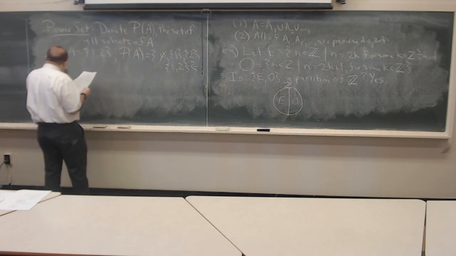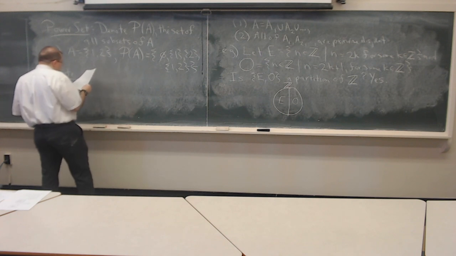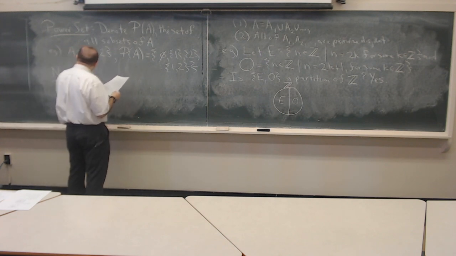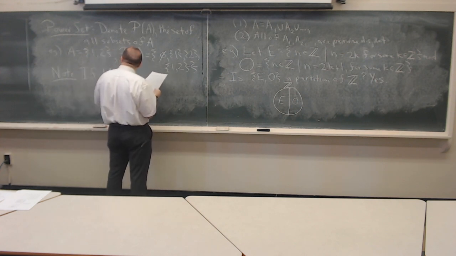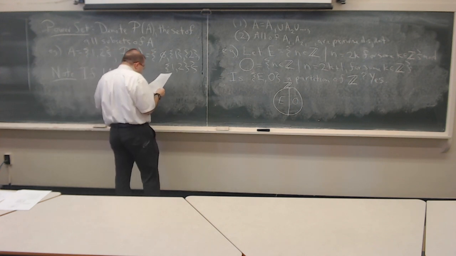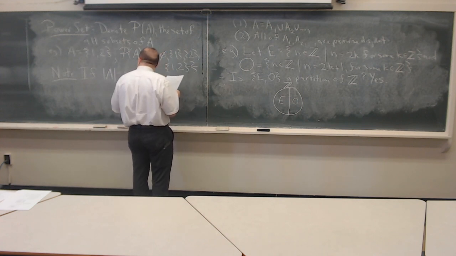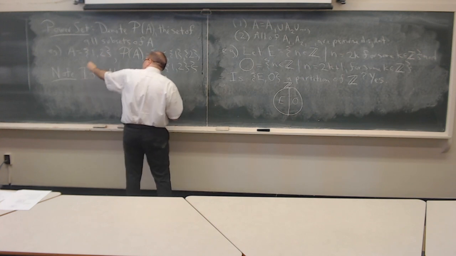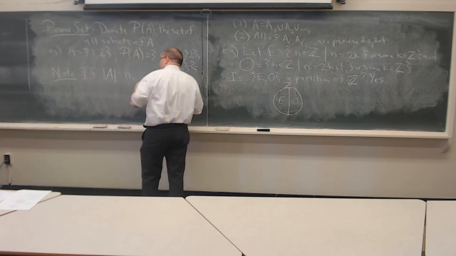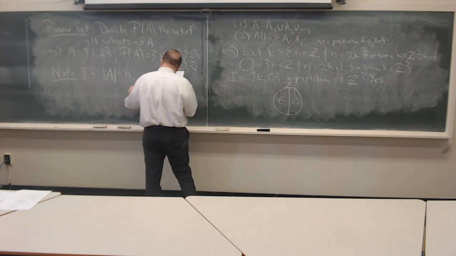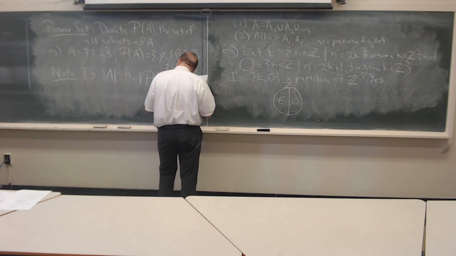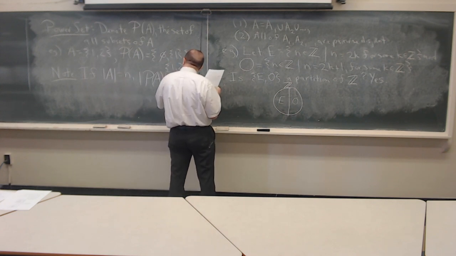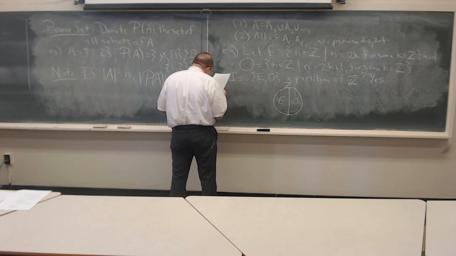And as a last note, if the cardinality of A is equal to n, so imagine I have some n, where n is the number of elements of A, right? So I have two elements here, for example. Then the cardinality of the power set of A is going to be equal to 2 to the power of n.